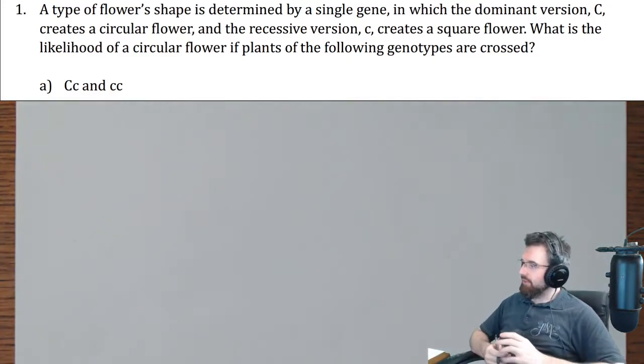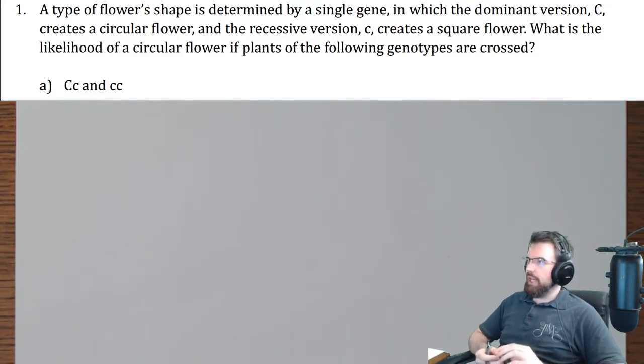But like it says at the top of the screen there, a type of flower shape is determined by a single gene in which the dominant version C creates a circular flower, recessive version lowercase c creates a square flower. What is the likelihood of a circular flower if plants of the following genotypes are crossed?